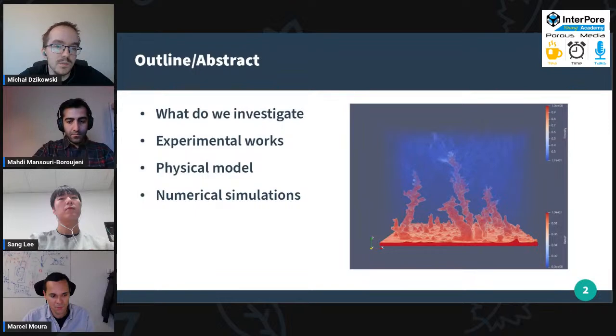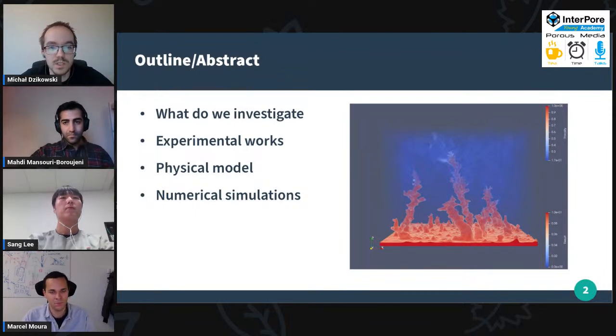Some of us in our lab do experimental work. I'm now assigned to it. So I will talk a little bit about that. So this is where the original data came from. And then I will talk a little bit about the physical model that's behind the numerical simulations and about numerical simulations on their own. So about beautiful pictures that came out of it.